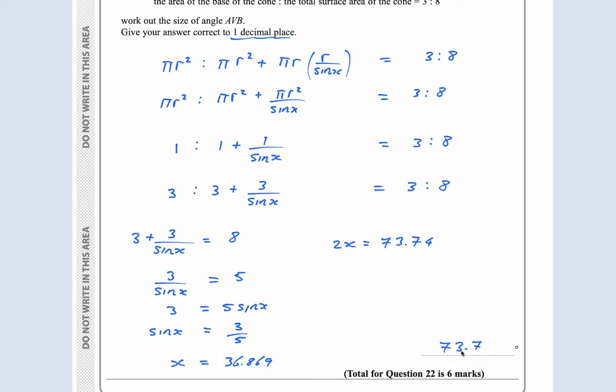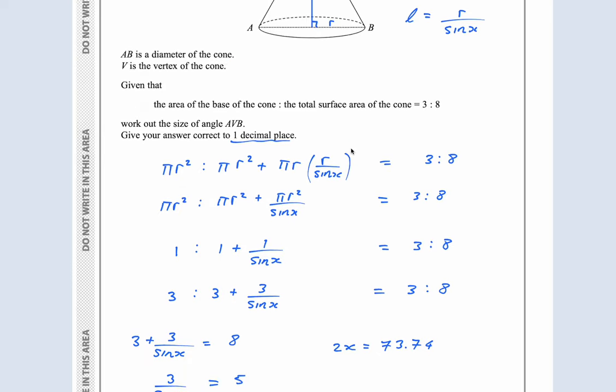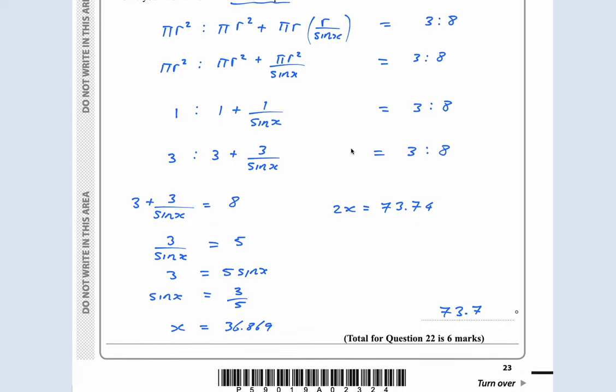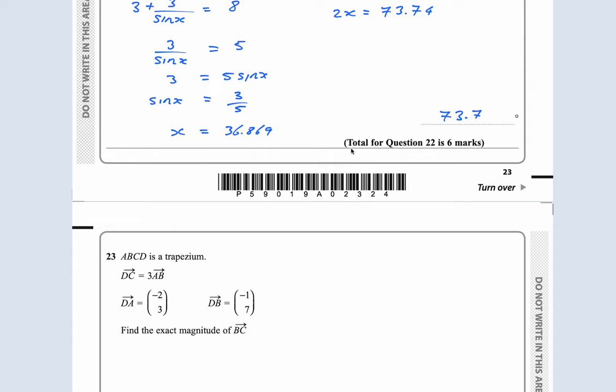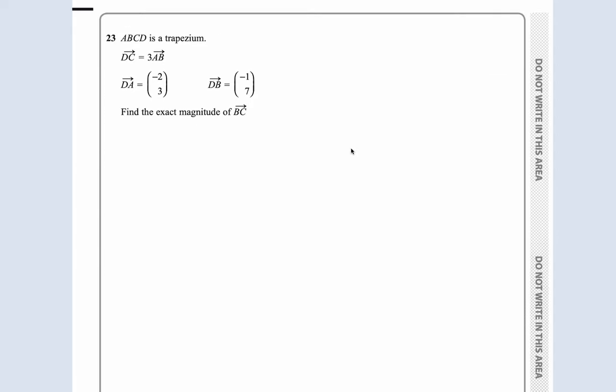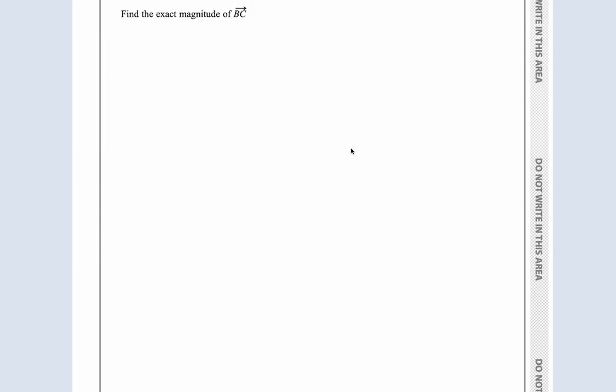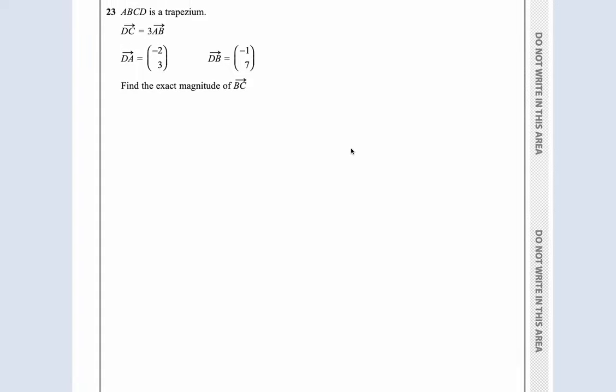Obviously, guys, this is a very, very difficult question. Last one. Okay, I think it's the last one. Yes. So, question 23. ABCD is a trapezium. DC is 3AB.